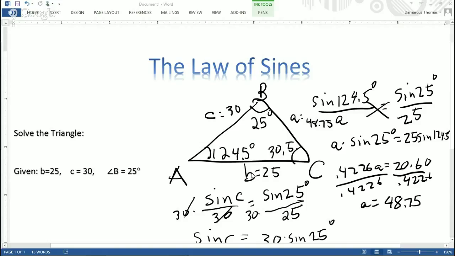I know every angle and I know every side. So angle A is 124.5, angle B is 25, angle C is 30.5, and the three sides are 48.75, 30, and 25.